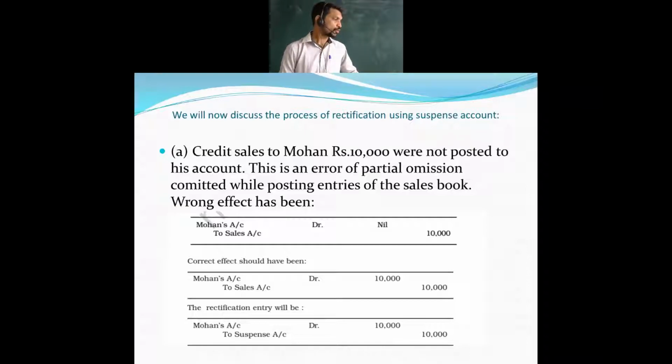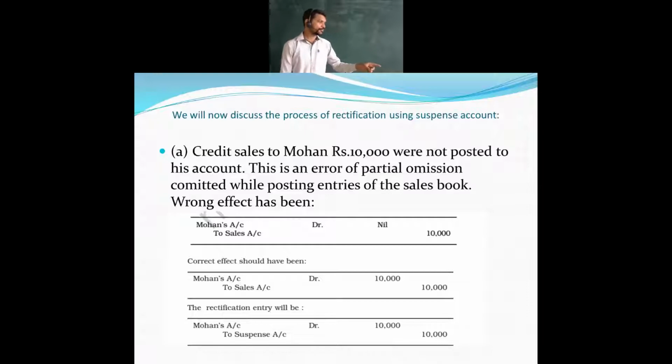In the ledger account of Mohan's, the amount has not reached, but in the sales account it has been shown as 10,000. Got the thing? Here you are going to understand the concept from the image itself. First of all, the entry took place in the journal, but in the posting of the account they have not made it. So how are you going to correct that?